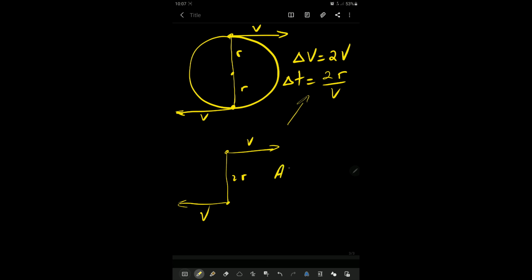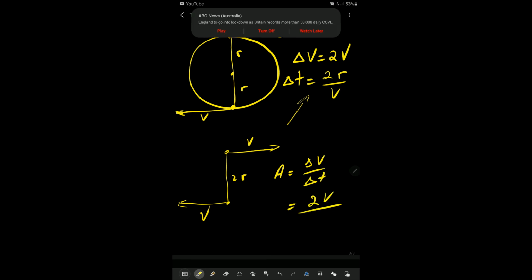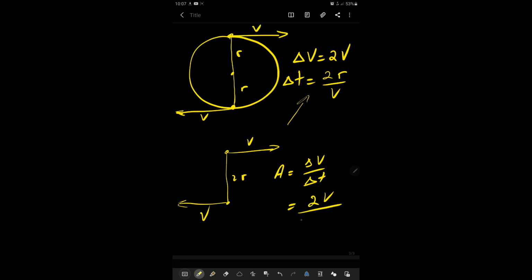So the acceleration is delta v on delta t, which equals 2v divided by 2r on v. So the 2's cancel out and we end up again with v squared on r. So I hope that sort of simplifies the derivation of the centripetal acceleration quite a bit.